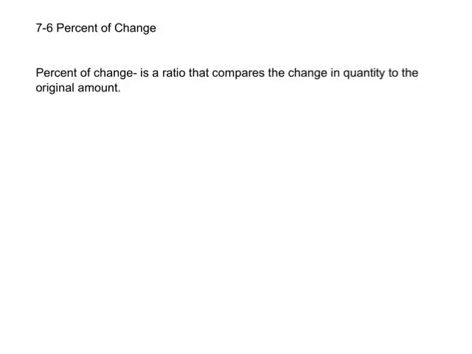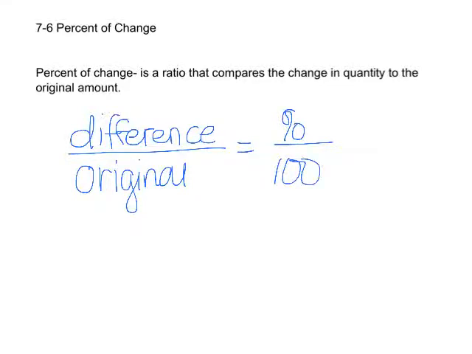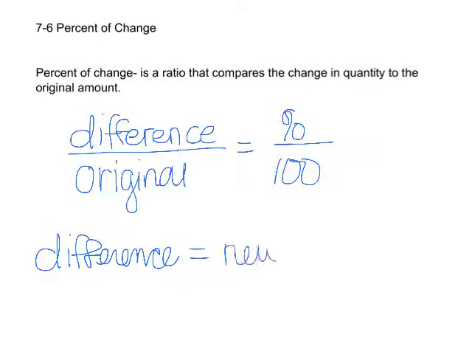And in this proportion, we're going to have our difference over the original price equals our percent over 100. And the difference is actually our new price minus the original price.